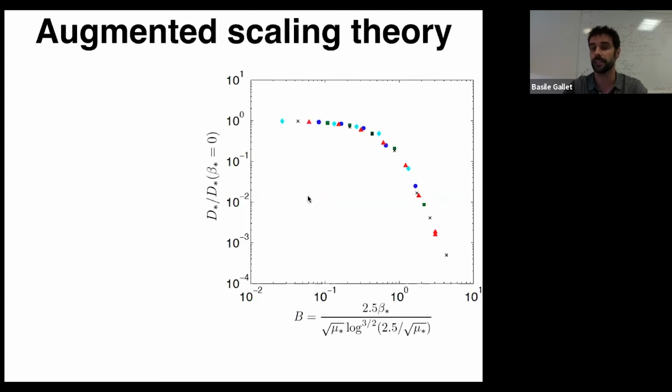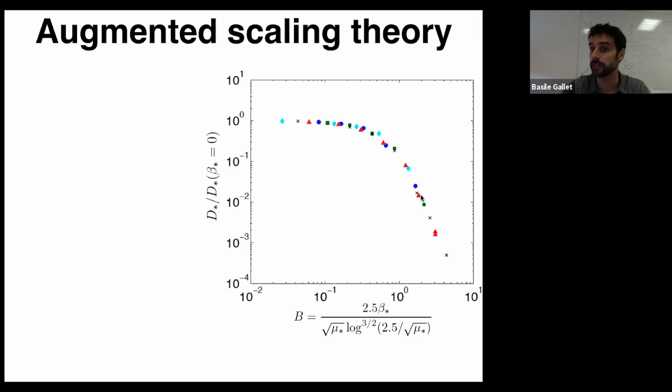So you can test that, and this is all the data you've seen before, but now I'm showing this diffusivity divided by its vortex gas value, the value for beta star equals 0, that's from the first part of the talk, so the curves will start at 1. And that's as a function of this parameter B. And you can see that this representation leads to an excellent collapse of the various curves onto a single master curve. You can go further than that and try to understand this limiting scaling behavior here for large B.